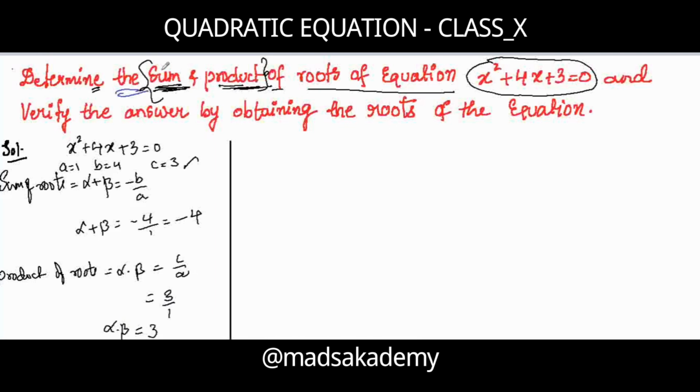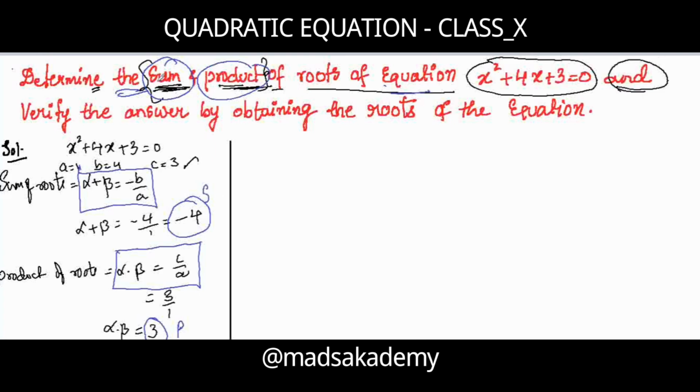So what is the question? Try to understand the question. Determine the sum and product of the equation. So we know the sum formula, which is minus b by a. Substitute the values. The product of the roots is c by a, and simply replace the values. You will get the sum of the roots as minus 4, the product of the roots as 3. This is the product, this is the sum. And the question is not yet finished. There is one more condition. Verify the answer by obtaining the roots of the equation. So how will we get the roots of the equation? We get roots either by splitting the middle term or by using the Sridharacharya method.